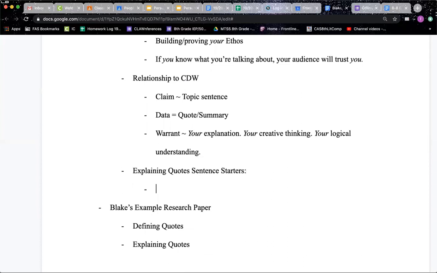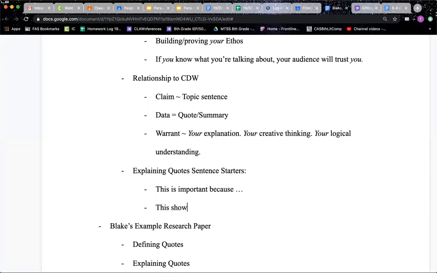Very similar to when we've done warrants, there are a lot of sentence starters that you can always use for this explanation of a quote. You can say something like, this is important because, this shows that, this means that, and that's all I'm going to put for right now, because you can modify each of these sentence starters a little bit to really mean the same thing. This is important because, this is essential because, this shows that, this demonstrates that.